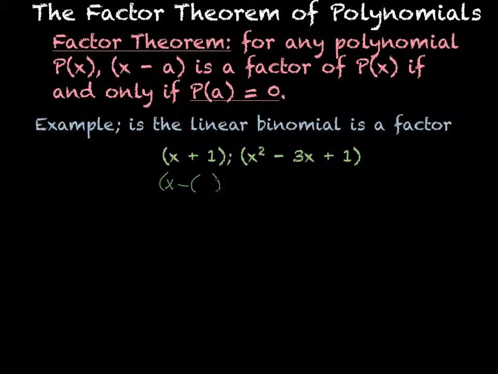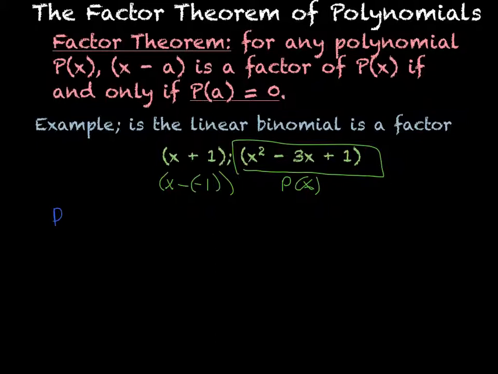So the first thing we need to do is find our form x minus our a. To make this x minus something, it would be minus 1. X minus a negative 1 makes it a positive 1 on the inside. So just as we've done before, we have to switch whatever is inside those parentheses. Switch the sign inside the parentheses. And then my original p of x function is right there. So I just need to plug it in.